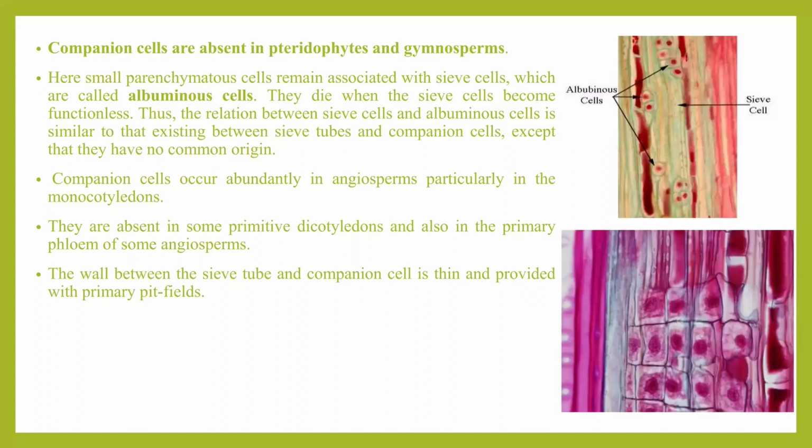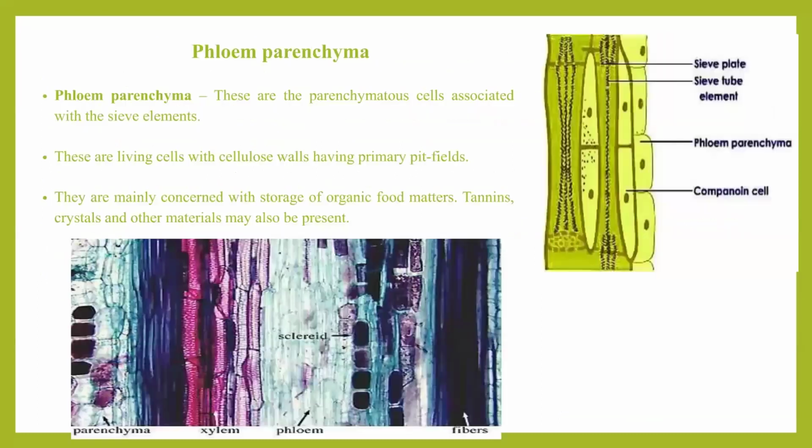Next, companion cells occur abundantly in the angiosperms, particularly in the monocotyledons. They are absent in some primitive dicotyledons and also in the primary phloem of some angiosperms. The wall between the sieve tube and companion cell is thin and provided with primary pit fields. Along with these sieve elements the companion cells are present, and they are connected through these primary pit fields.